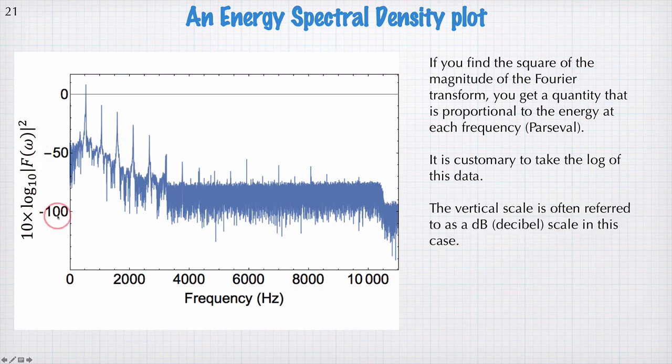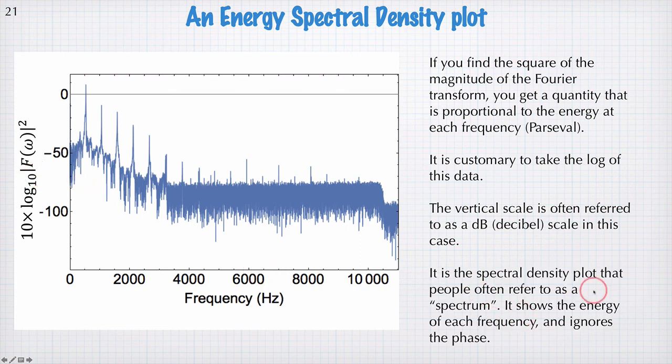The 10 times the log here is known as a decibel scale. So if you hear decibels, this is what a decibel is. It's 10 times the log of the power. Now if you take this square out to the front here, it's actually 20 times the log. That's an aside. And this spectral density plot is what people often refer to as a spectrum. It shows the energy at each frequency and just completely ignores the phase. It's just the energy available at each frequency.